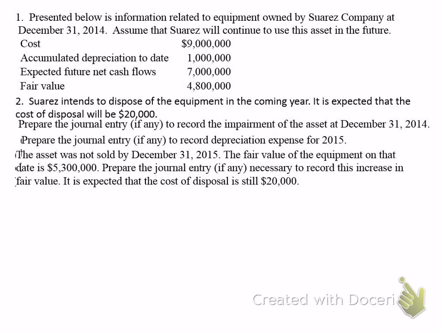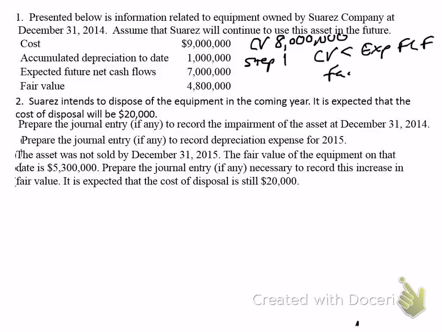Now this next example, we're looking at the case where you have equipment, but it's being held for sale because there's a slightly different rule for that case. So again, our carrying value is still $8 million. We still fail step one. The carrying value of $8 million is not less than the expected future cash flows of $7 million. So we have to go through and calculate the impairment.